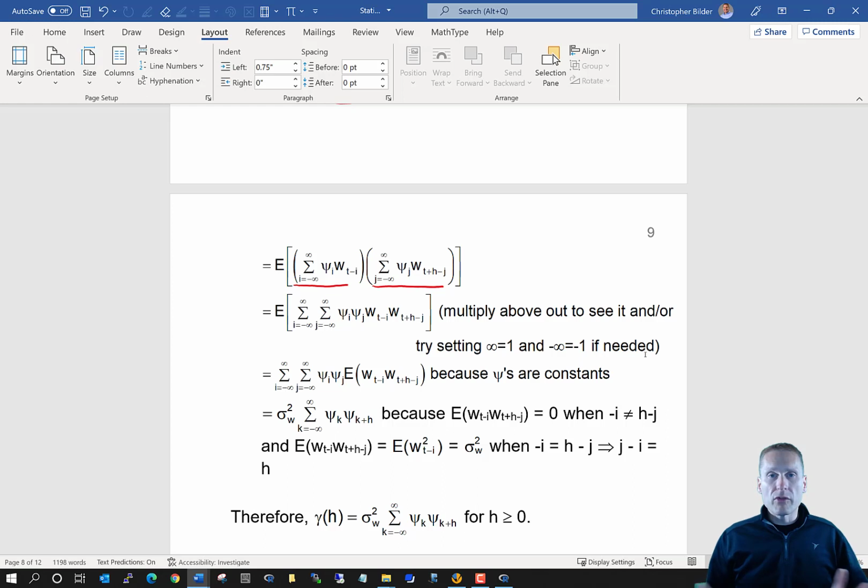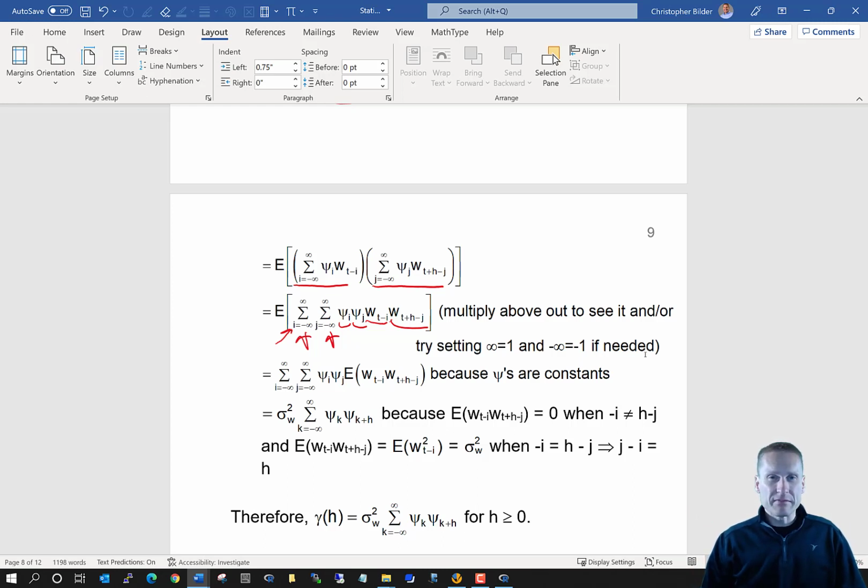And then perhaps maybe the most difficult part is what's next. I want to multiply out these infinite sums to help simplify what I'm looking at. And if one were to do that, one gets a double sum, one over the index i, another one over the index j, of psi sub i times psi sub j times the expected value of w sub t minus i times w sub t plus h minus j. And you might be thinking, oh, geez, that's complicated.